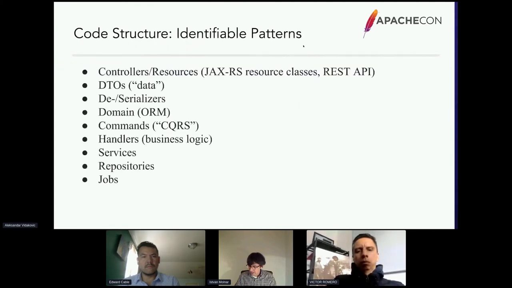There's also good news: there are very easily identifiable patterns in the code base, almost mechanically all over the place. We have resource classes with JAX-RS that comprise the API layer. Then we have data transfer objects, which we call data packages. We have domain objects, which are mapped to database tables. We have those manual serializers and deserializers, which is maybe something we can work on and improve.